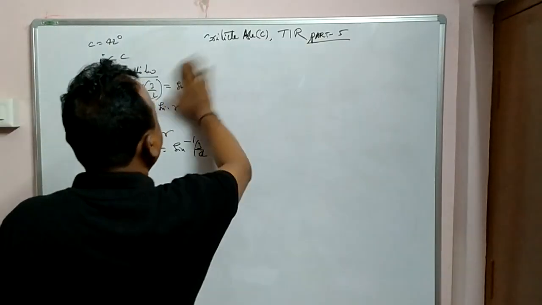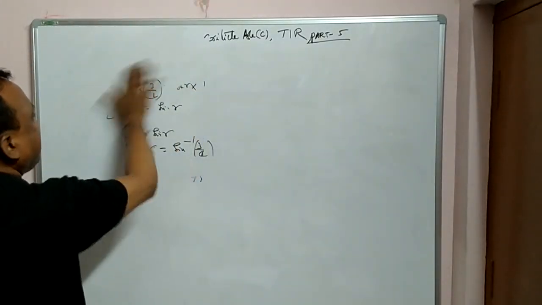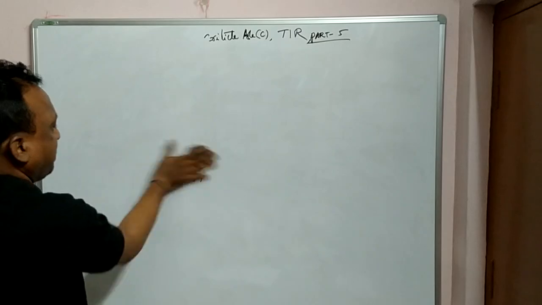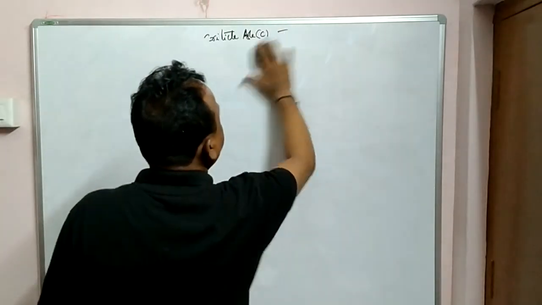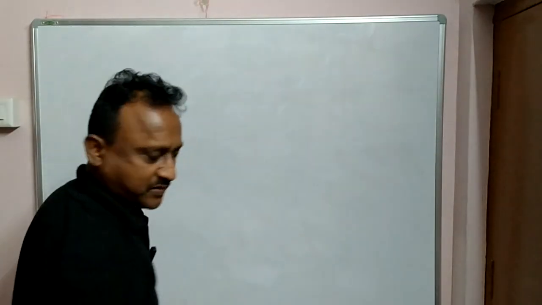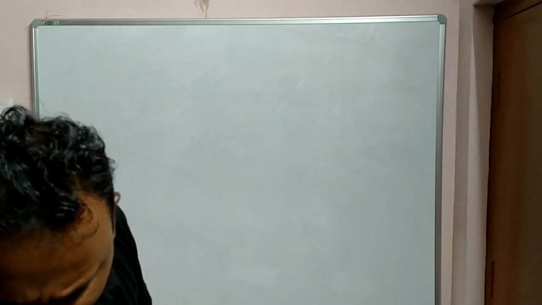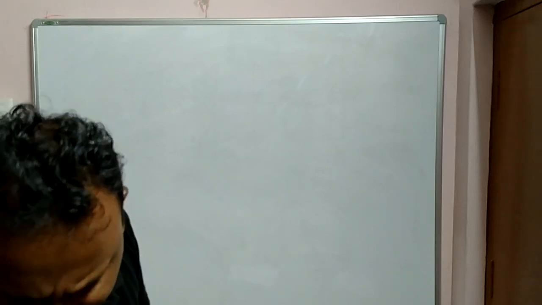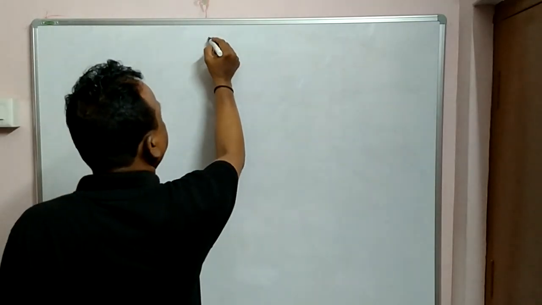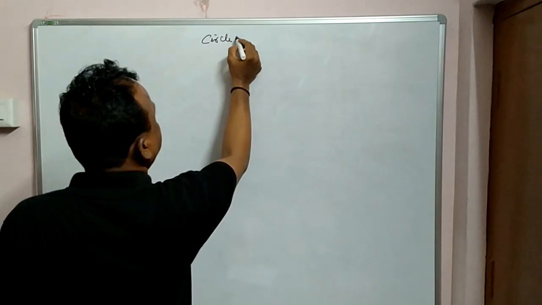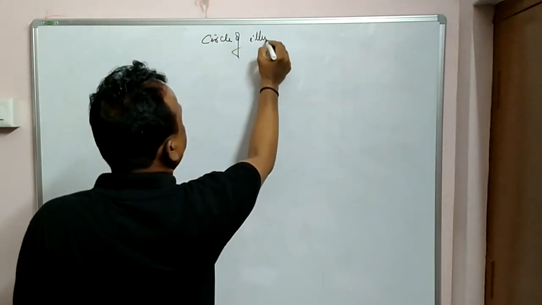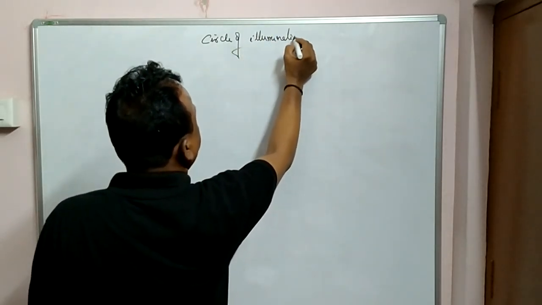Now let us go to the next item. Very, very important this one. I told you it's a very big chapter. It is not yet completed. Almost it is the 5th part in ray optics till today. Now let us go to the next one: circle of illumination.